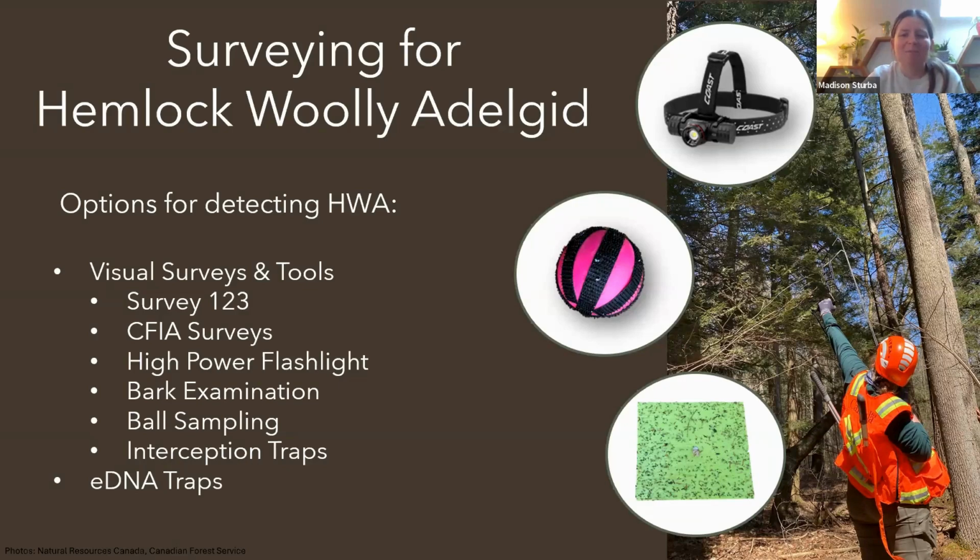One of the most common and probably most fun techniques is ball sampling. Surveyors will use a slingshot to shoot a ball high up in the canopy. Then as that ball falls down towards the ground, it'll pick up any of those woolly ovisacs on the Velcro attached to the ball.